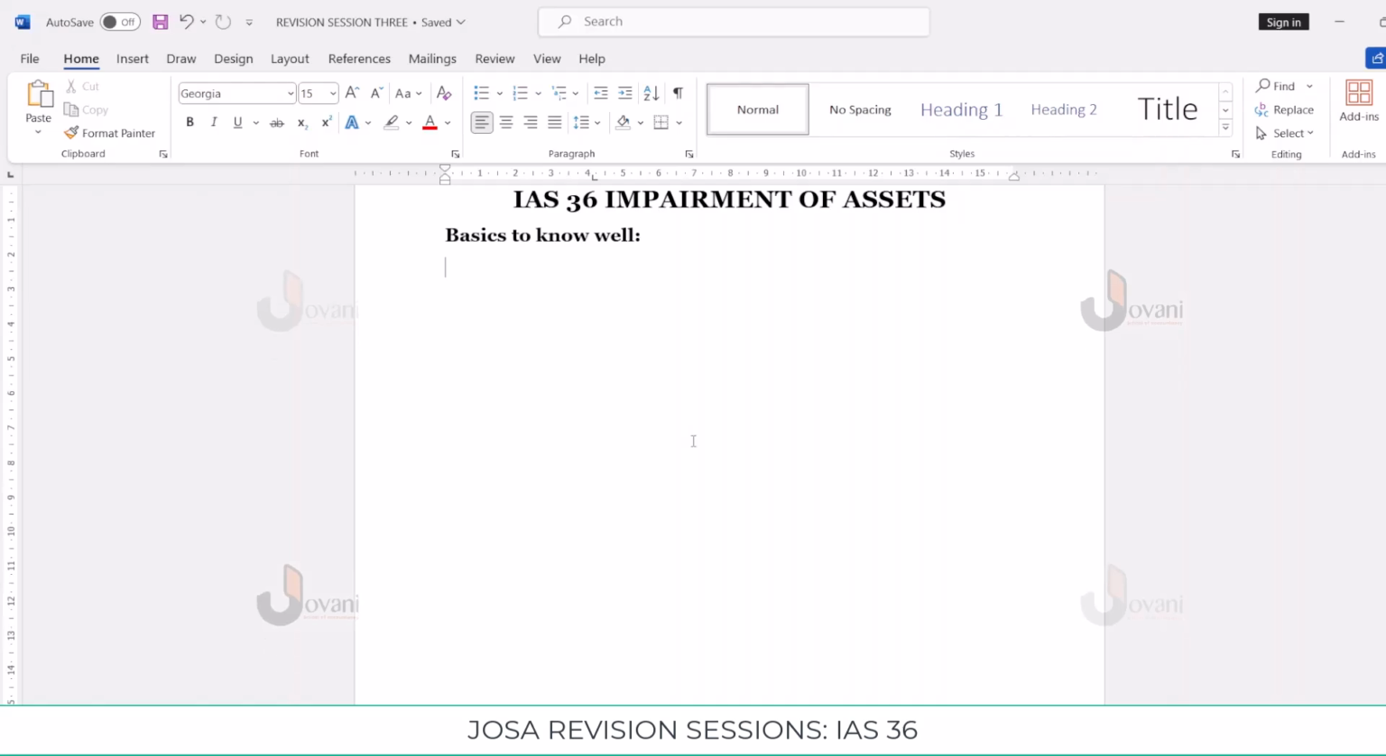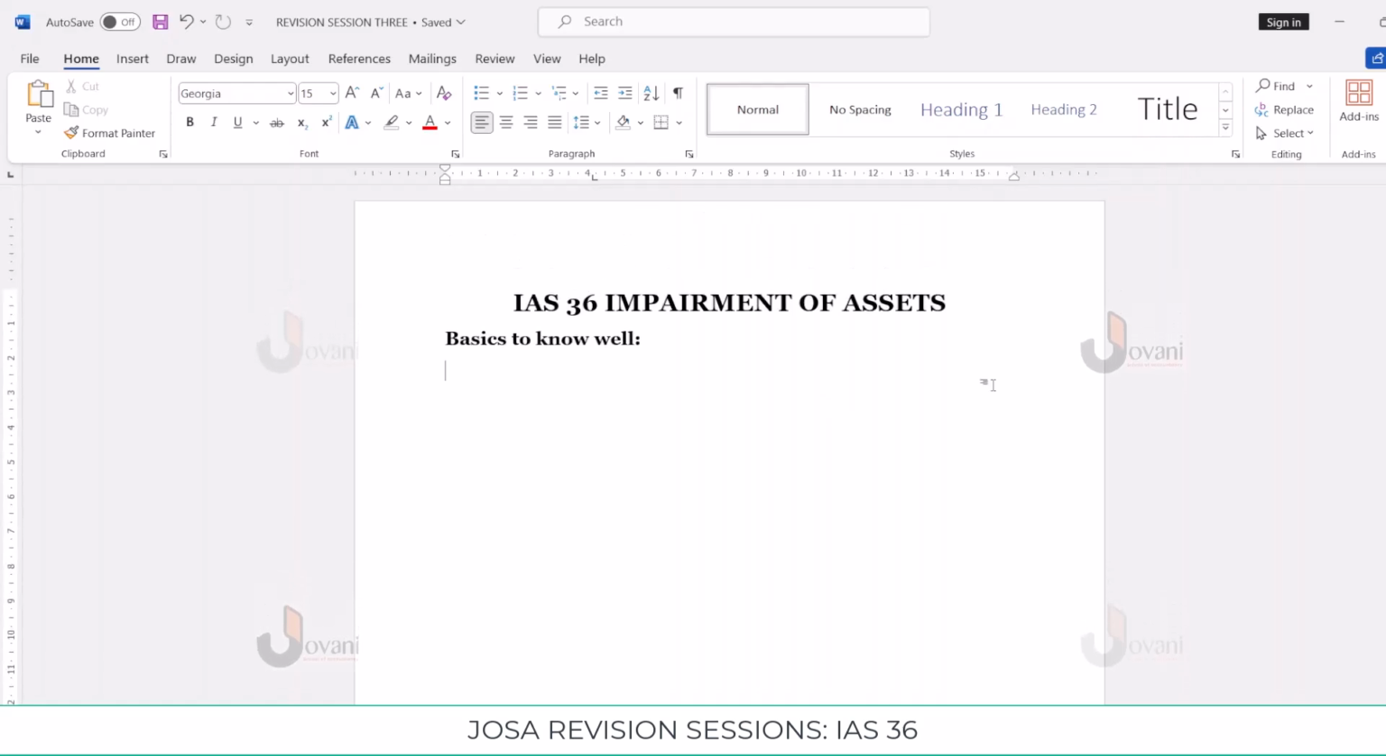All right, so can you please confirm if my screen is visible and my audio is clear? It's clear.